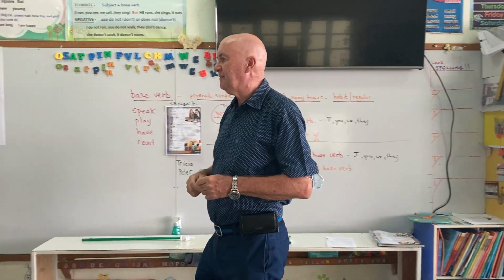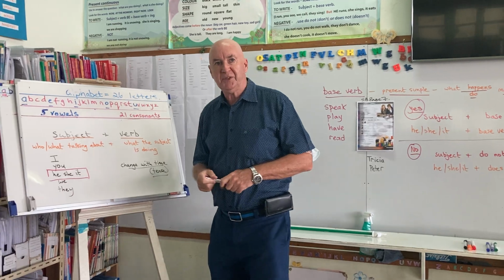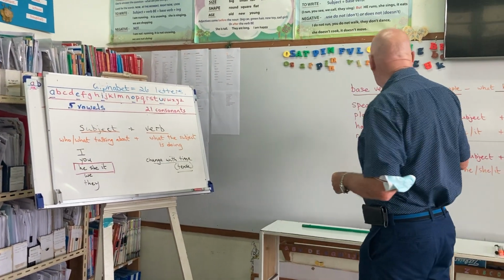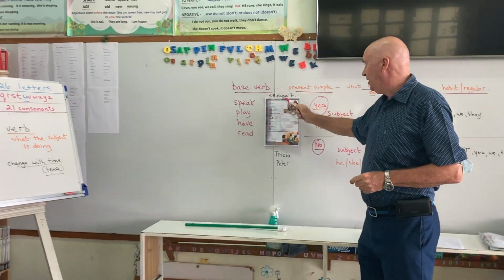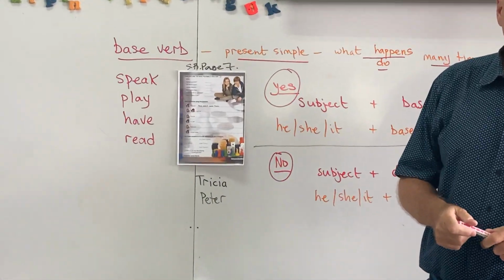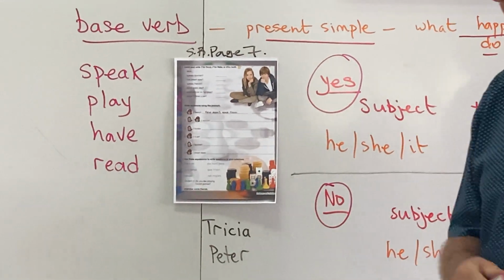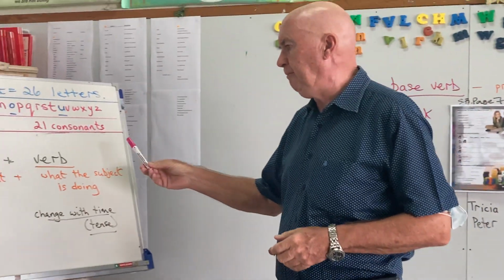Okay, good afternoon. Pattern 5. Right, we're going to use the Cool Kids student book, page 7 today. But first, we need to do a little bit of listening. So, we'll start over here.